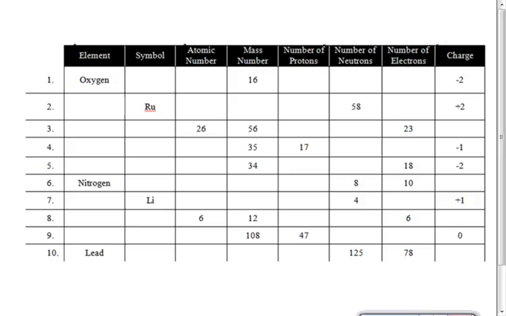All right, so if we transition to a worksheet that would look like this, and this is a worksheet you're going to get in a moment, we have a bunch of different relationships, as you can see. We have elements, symbol, atomic number, mass number, number of protons, number of neutrons, number of electrons, and charge. We can talk about the relationships between these numbers.